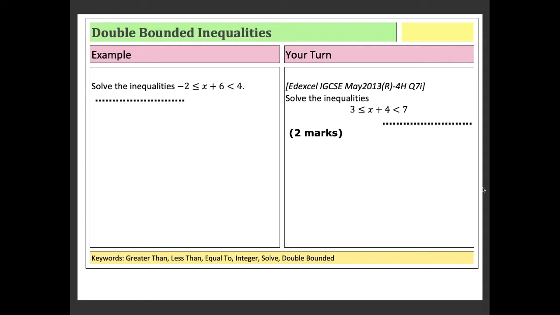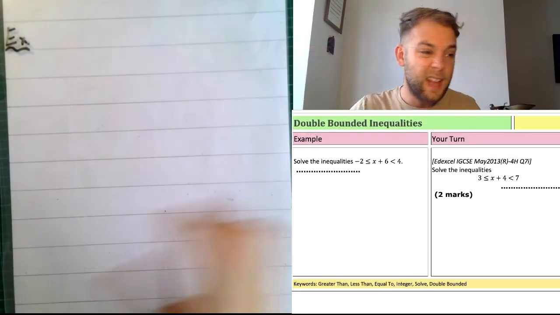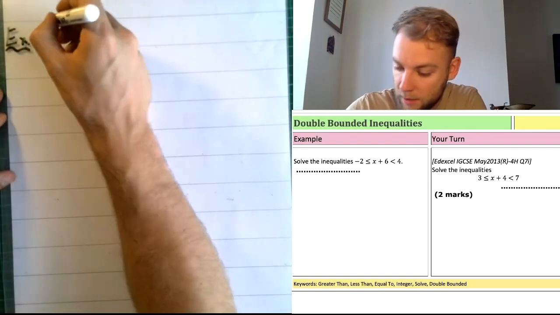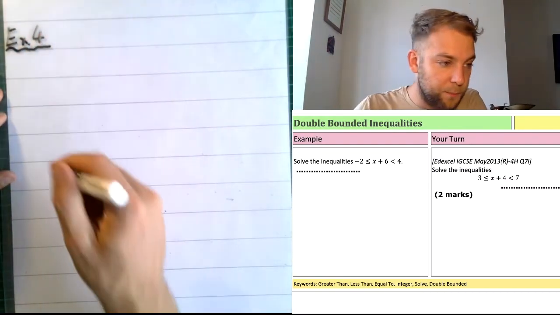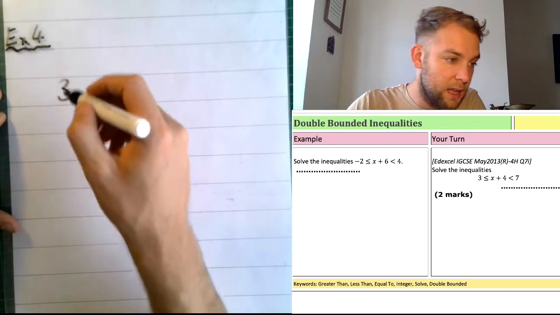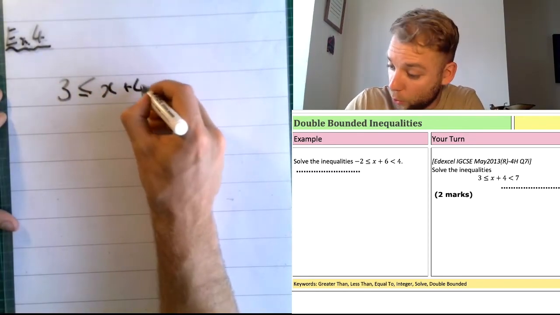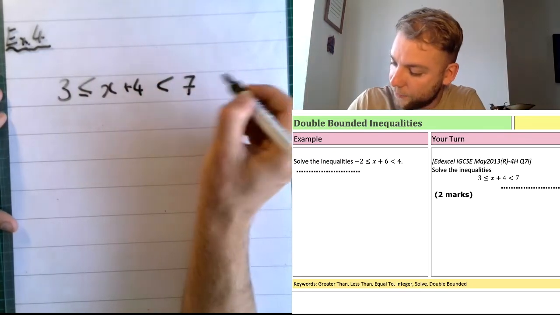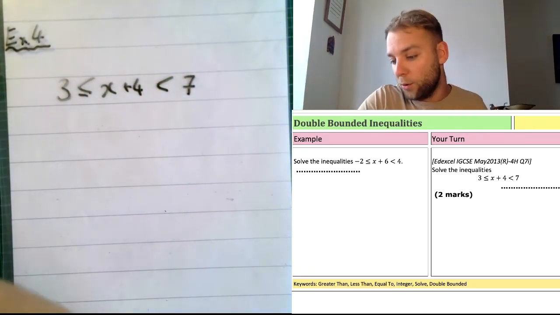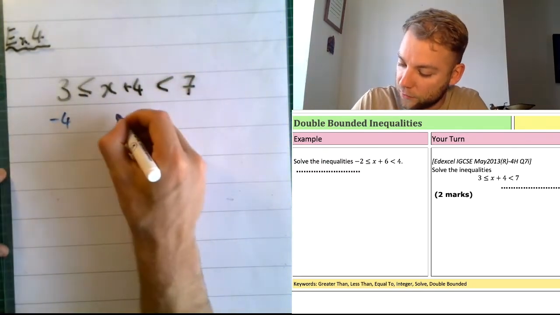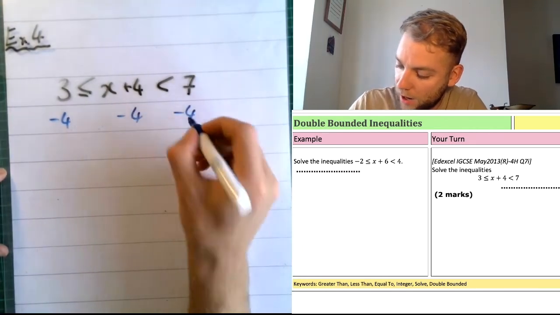Okay, so let's have a go at this one together then. Nice and straightforward, this, if you know how to do it. So this one's example 4. So we've got 3 is less than or equal to x plus 4 is less than 7. So I'm going to subtract 4 from all of these. Nice and straightforward. Minus 4, subtract 4, subtract 4.